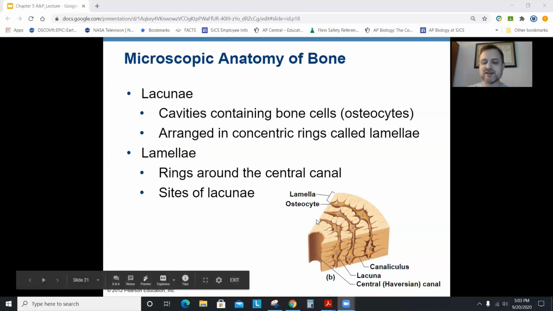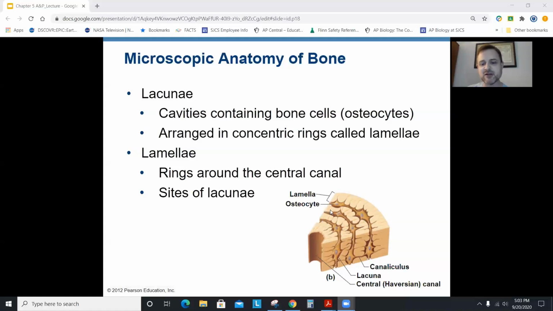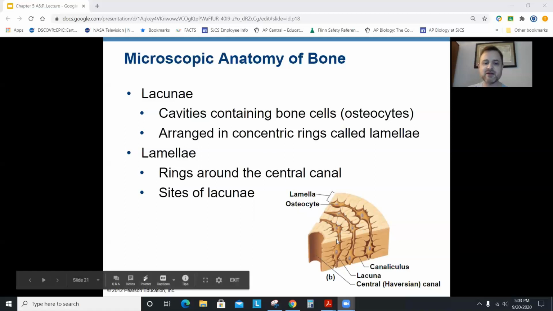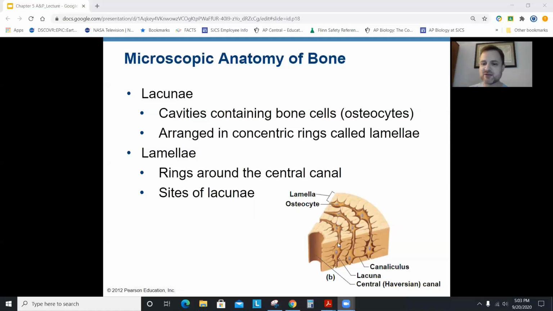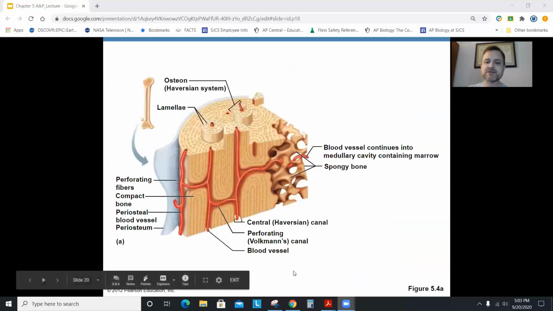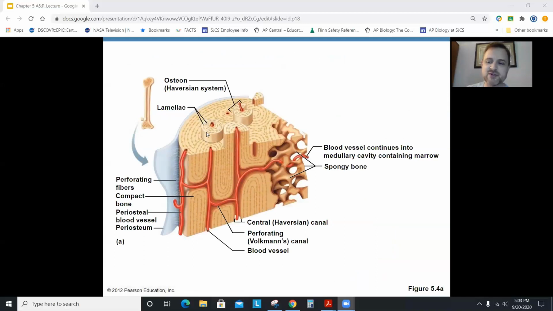So you have these concentric rings of lacunae. In between them, you have these things called lamellae. Like there's a lamella, there's one. And again, they're concentric rings around the central canal. Within the lamellae are the lacunae spaces that contain osteocytes. Going back to the slide before, you can see the lamellae and the little dark raisin-looking things. Those would be lacunae that have osteocytes in them.